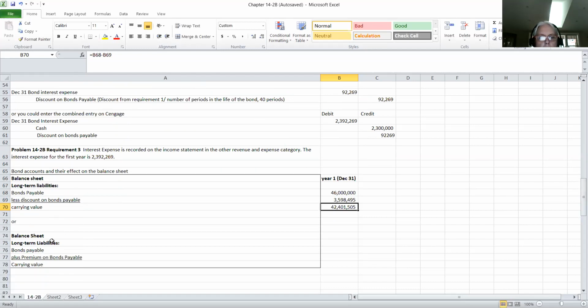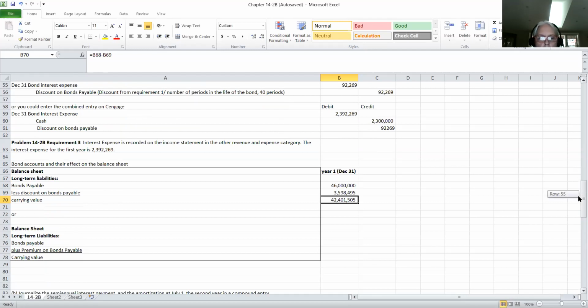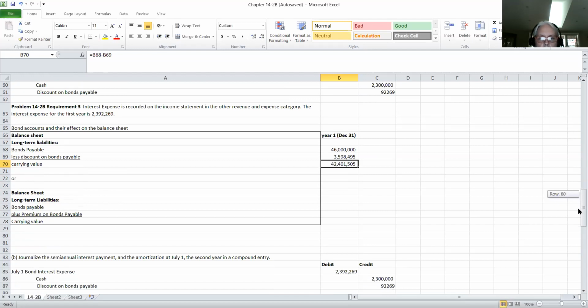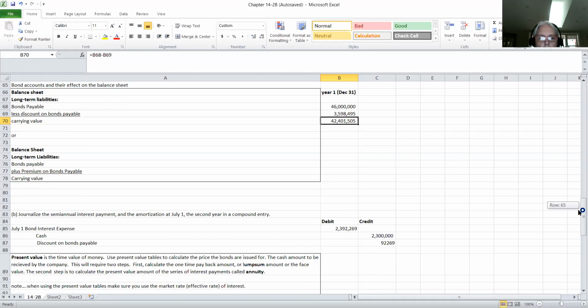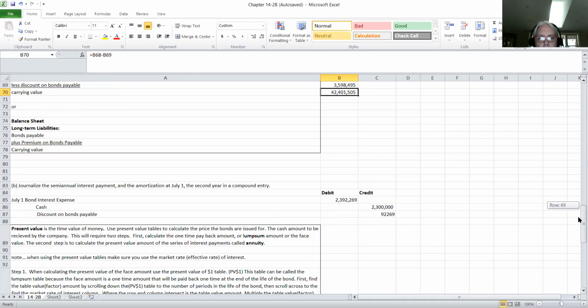Also on here, if you had a premium, you would show it on the balance sheet similar to this. Notice that the premium is an adjunct account, so we would add the premium to the bonds payable to get the carrying value on the balance sheet date. We did not do a premium in this particular problem, so you didn't need to put anything there. I just wanted to show you what would happen on the balance sheet for these.